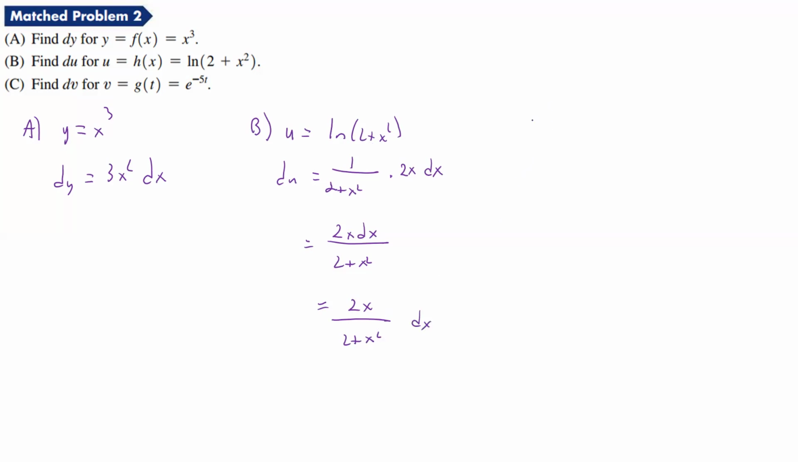All right, what about c? Okay, now we're in terms of v instead of u or y. So the only difference, I'm going to say, well, v is equal to e to the minus 5t. All right. Well, we want to find dv. So that's going to be what? Well, the derivative of this is going to be e to the minus 5t times the derivative of the inside function, which is going to be a minus 5, and then times dt. And if we put that all together, that's minus 5 e to the minus 5t dt.